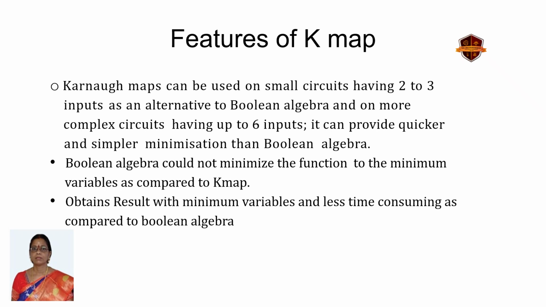Now we will discuss the features of K-map. Karnaugh maps can be used on small circuits having 2 to 3 inputs as an alternative to Boolean algebra. And on more complex circuits having up to 6 inputs, it can provide quicker and simpler minimization than Boolean algebra. What is Boolean algebra? Boolean algebra is formed by Boolean laws and postulates, which is a method used to simplify the Boolean expressions to the minimum literals. Boolean algebra has certain disadvantages, that is, it could not minimize the function to the minimum variables as compared to K-map. K-map obtains the result with fewer variables and is less time consuming as compared to Boolean algebra.